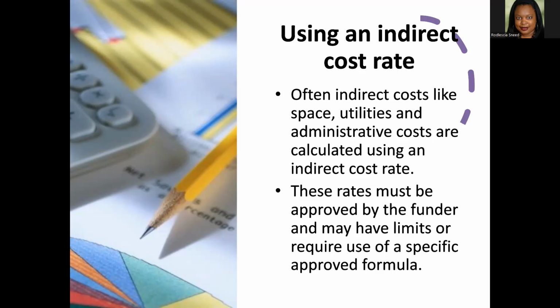Many of the grant funders have a limit on their indirect rates that they will approve. So you need to understand that going in and make sure that you're willing to absorb those costs if they're less than what your calculated indirect rate is. So again, the rates have to be approved by the funder, and very often they limit the percentage that they're willing to cover in an indirect cost rate.